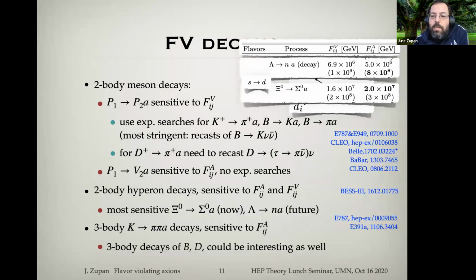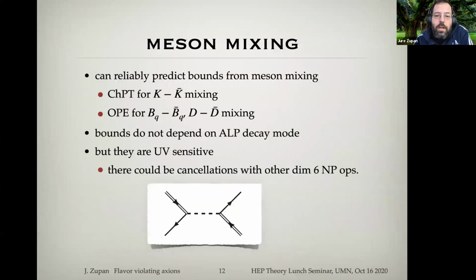Here we go. So Lambda to N A. The numbers that are not in the parentheses are the present bounds. And that's the improvement that you can aim for at Belle 3. Okay, so it's essentially huge improvements because the searches are not there. So in many cases, you can really improve significantly.